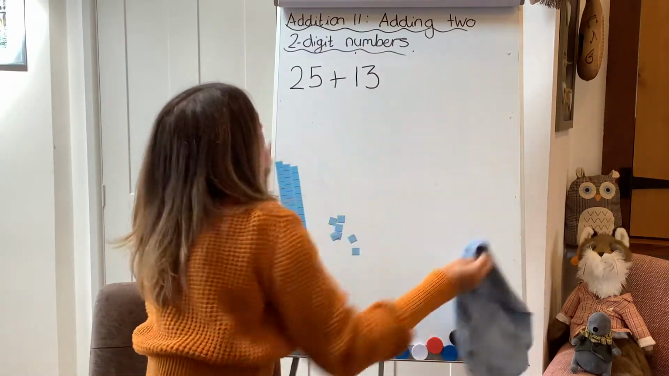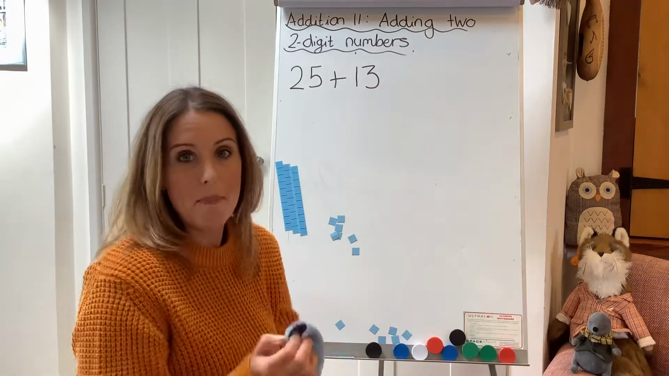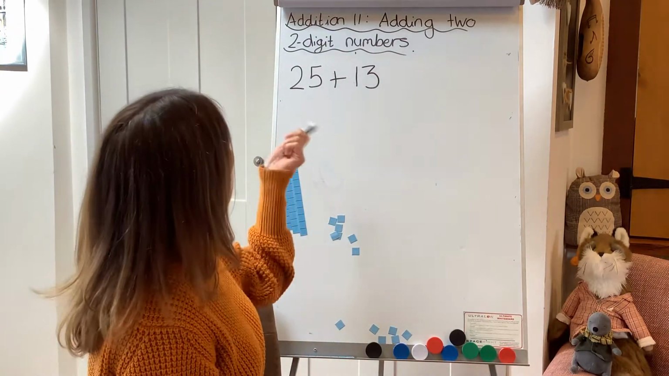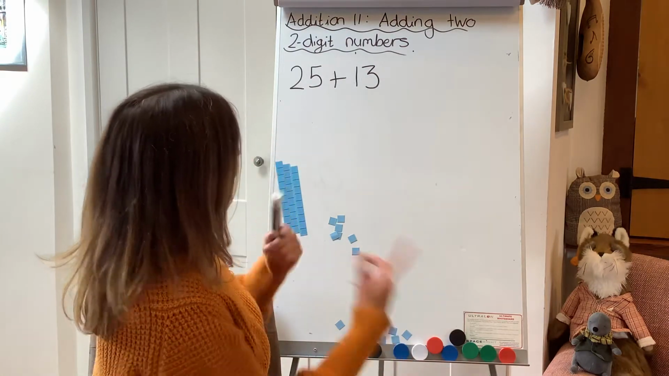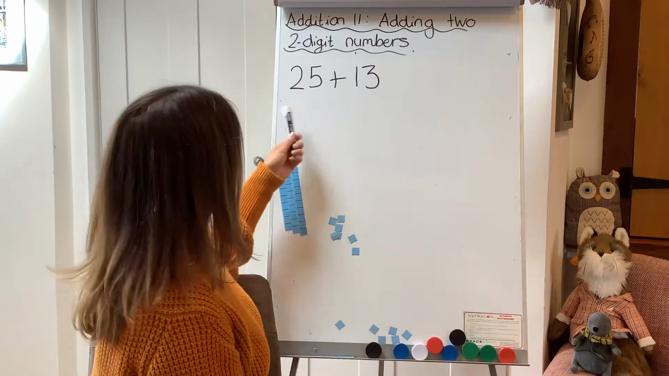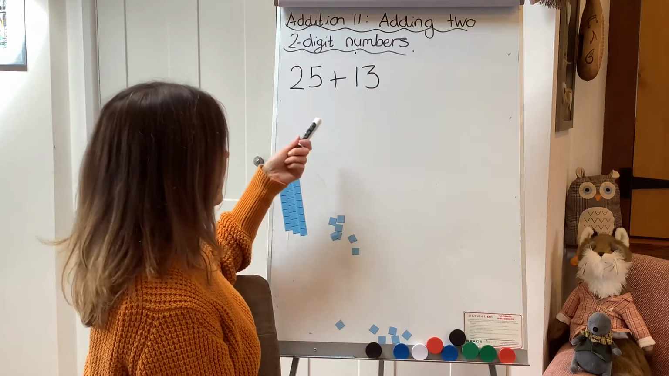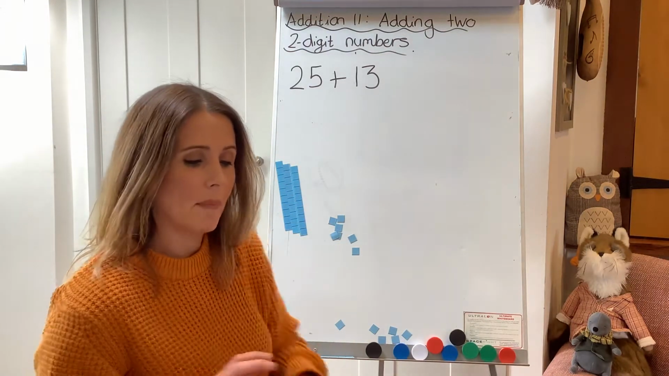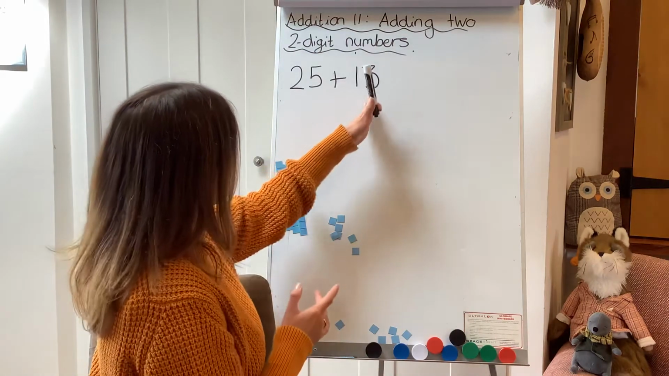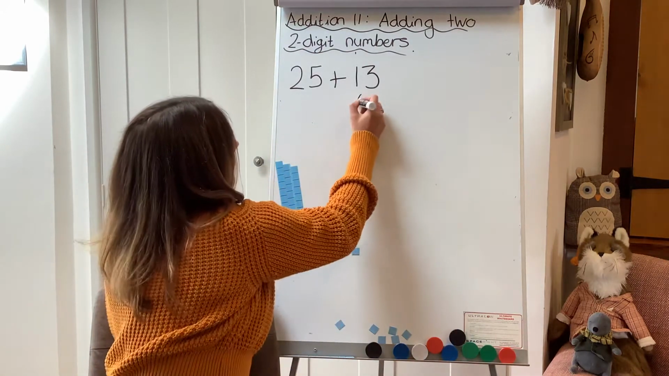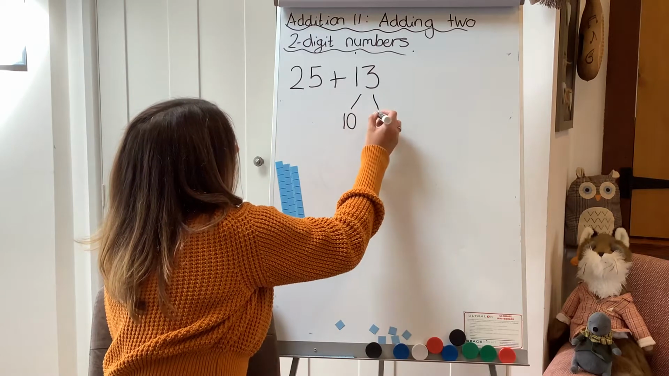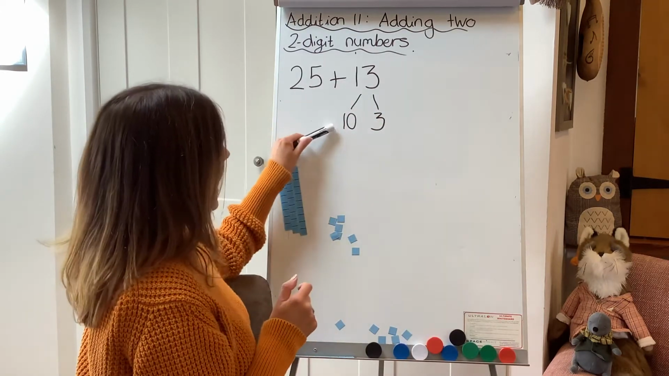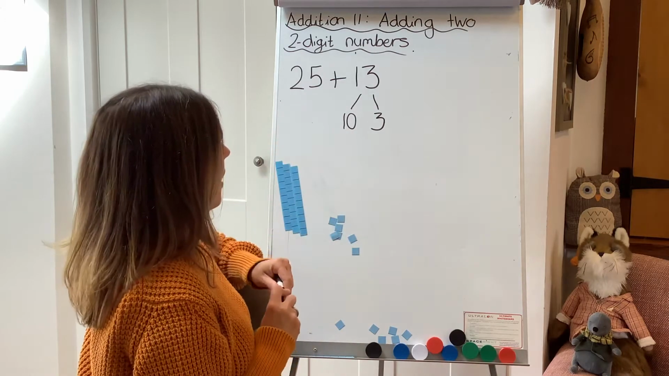So, I'm thinking about these numbers. I want to start with the bigger number because I understand commutativity of addition, so it can be done in any order. So 25 is the bigger number, so I'm going to start with that. So I need to look at partitioning this number. So I'm going to partition what I'm going to add on into 10 and 3. So I can do 25 add 10 and then add on 3.